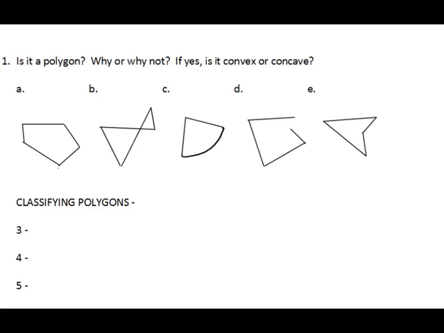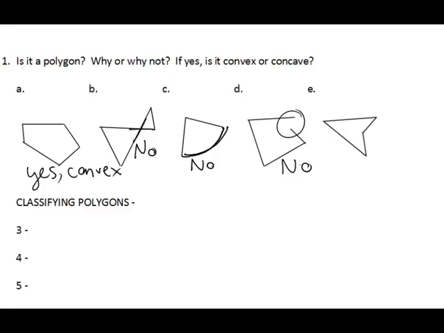Okay, so for the first one, it has 1, 2, 3, 4, 5 sides, and all the corners point out. So yes, it's a polygon, and it is convex. The second one has this part where these 2 edges cross over each other. That's not allowed with a polygon, so this one is in fact not a polygon. C, not a polygon again. It has this curved side. Polygons can't have curves. D, this gap. Polygons don't have gaps. All the straight edges have to meet up, so no again.